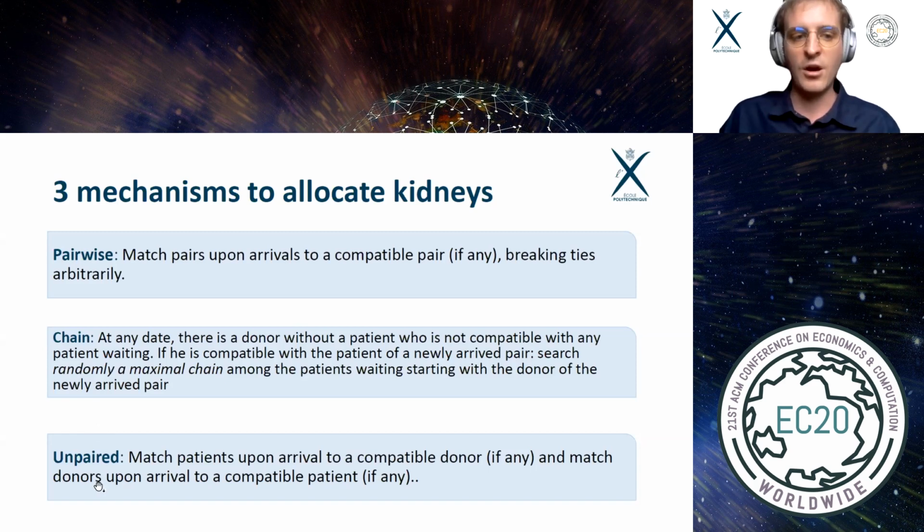And our proposal of unpaired algorithm is basically you match patients upon arrival if there is a compatible donor, and you match the donors upon arrival if there is a compatible patient. And so you can study the evolution of the three algorithms.